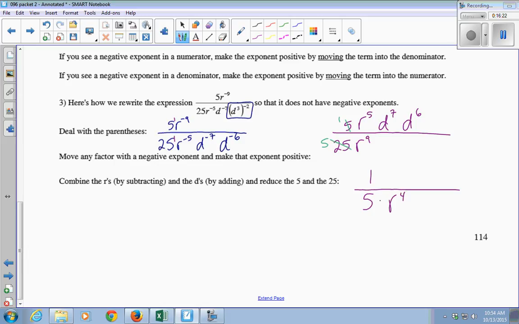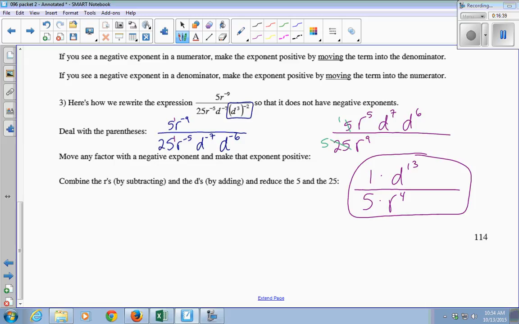And then d to the 7th times d to the 6th, what does that reduce to? Simplify to? D to the 13th. There we go. So that one used a lot of rules.